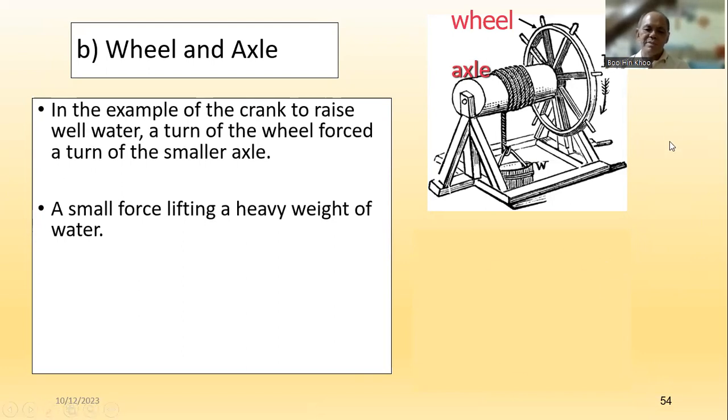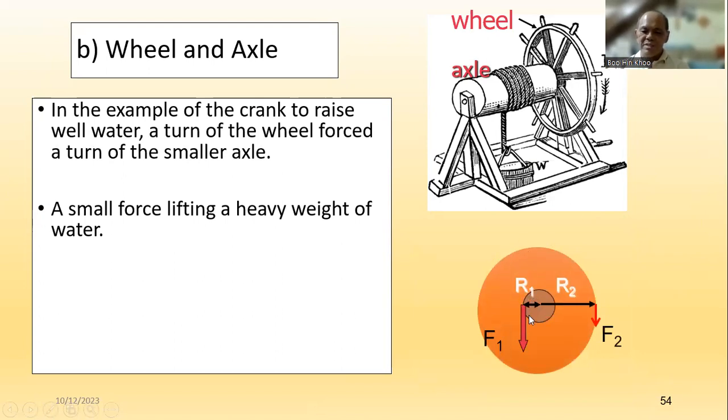So if you view from the side, that's how it is. That's the wheel. That's the axle. Radius of axle R1. Radius of wheel is R2. So we have, that's the moment.